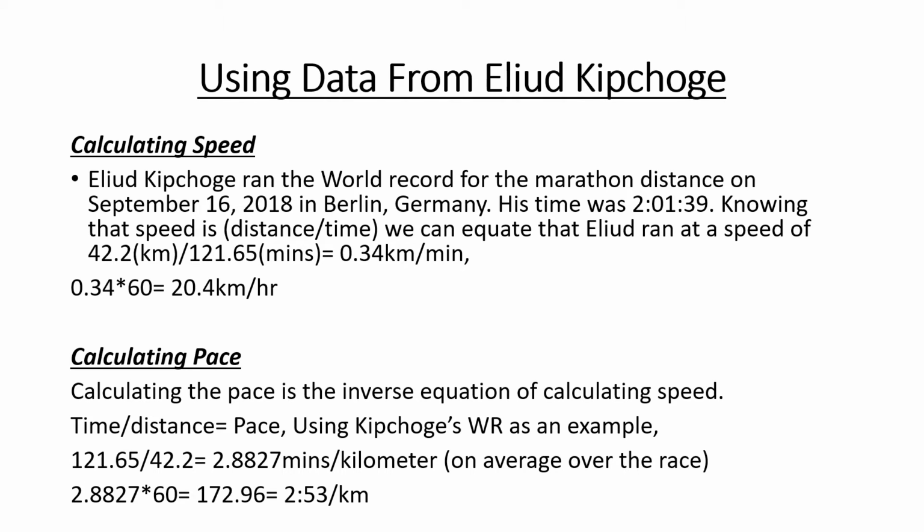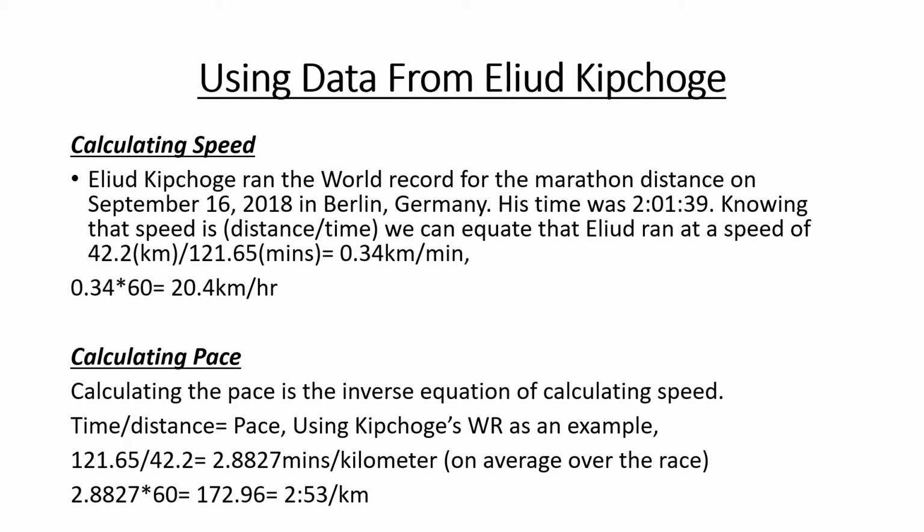Calculating pace is actually the inverse of calculating speed. While speed is distance divided by time, pace is time divided by distance. Using Kipchoge's world record as an example, 121.65 minutes, which is the time, divided by the distance of 42.2 kilometers, we get that he ran 2.8827 minutes a kilometer on average over the race. That was his pace.